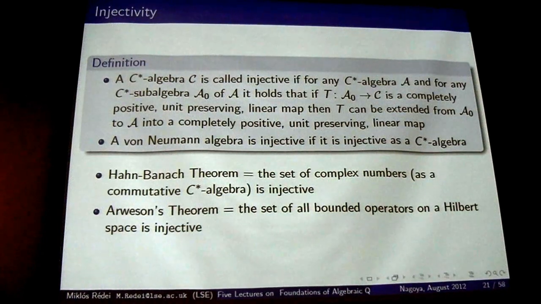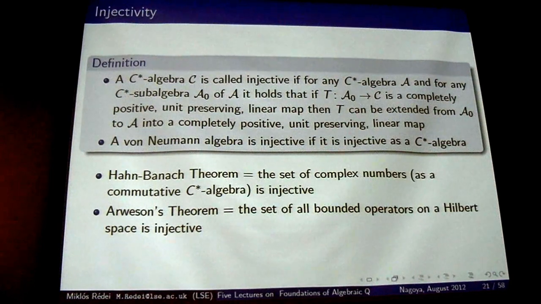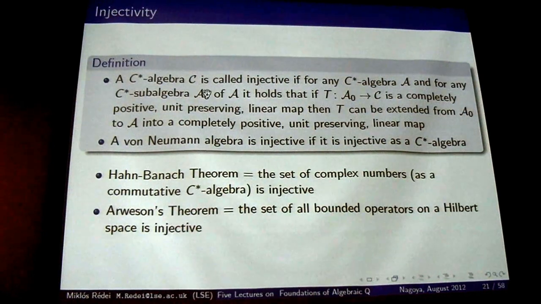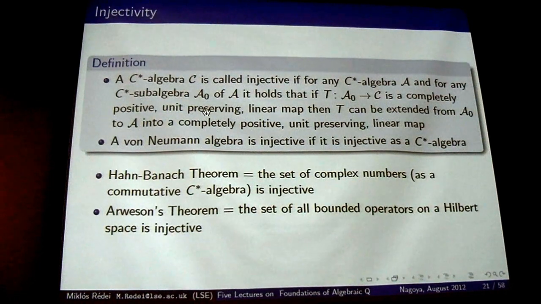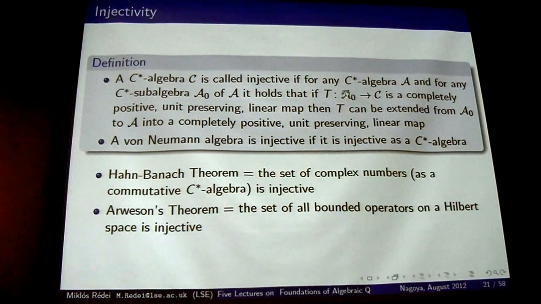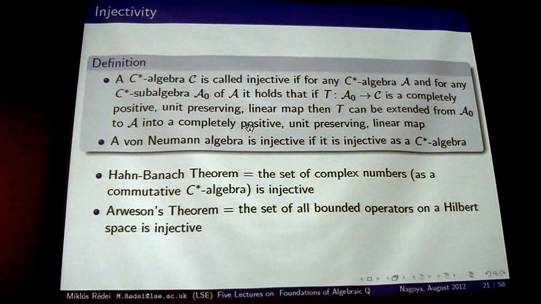The related definition is the following. A C-star algebra is called injective if the following is the case. If for any C-star algebra A and for any C-star subalgebra A naught of A, it holds that if you have a CP map on the subalgebra into C, then that CP map can be extended from the subalgebra into a CP map on the large algebra. Again, an algebra is called injective if it is the case that no matter if you take another algebra and a subalgebra of it, and you define a CP map from the subalgebra into that one, then that map can be extended to the large one.